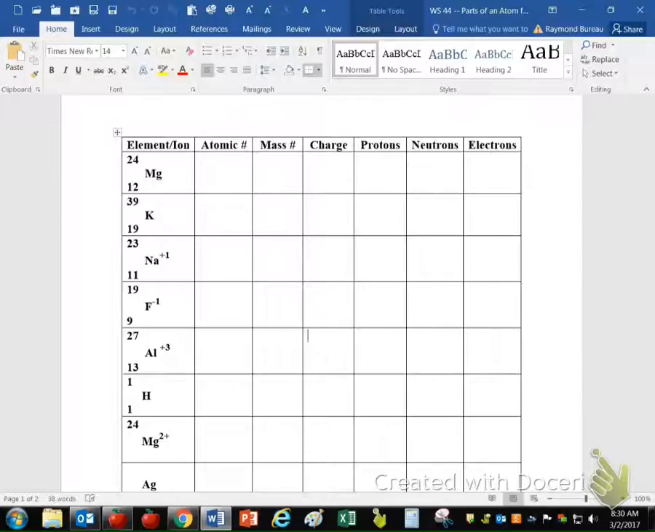The atomic number of magnesium is 12. So go ahead and fill that in. We're going to go straight across. Look at your paper. You will see the mass number, I'll tell you what that means in just a moment, is 24, the top number.